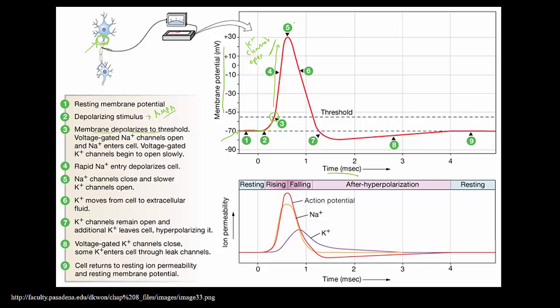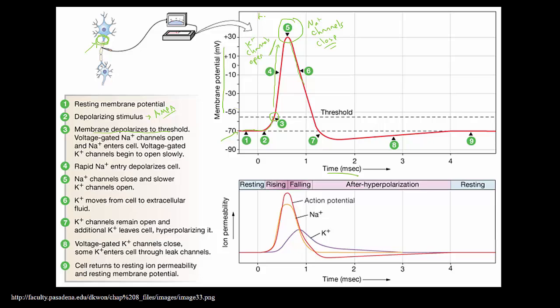Up here at the peak, the sodium channels close. And really, I mean voltage-gated sodium channels, right? So when those close, sodium no longer flows into the cell. Now that flow of potassium is unopposed. So as we lose positive charges, we lose potassium, we're going to get repolarization.